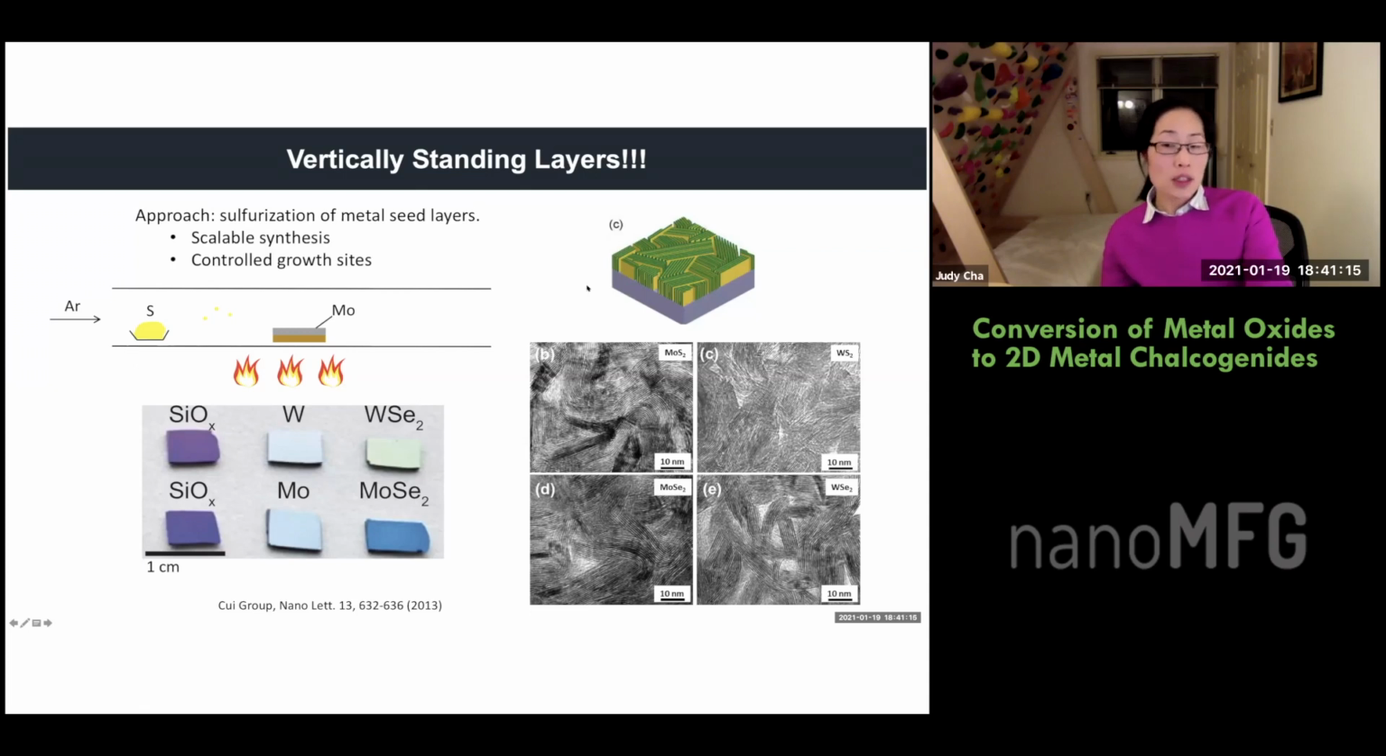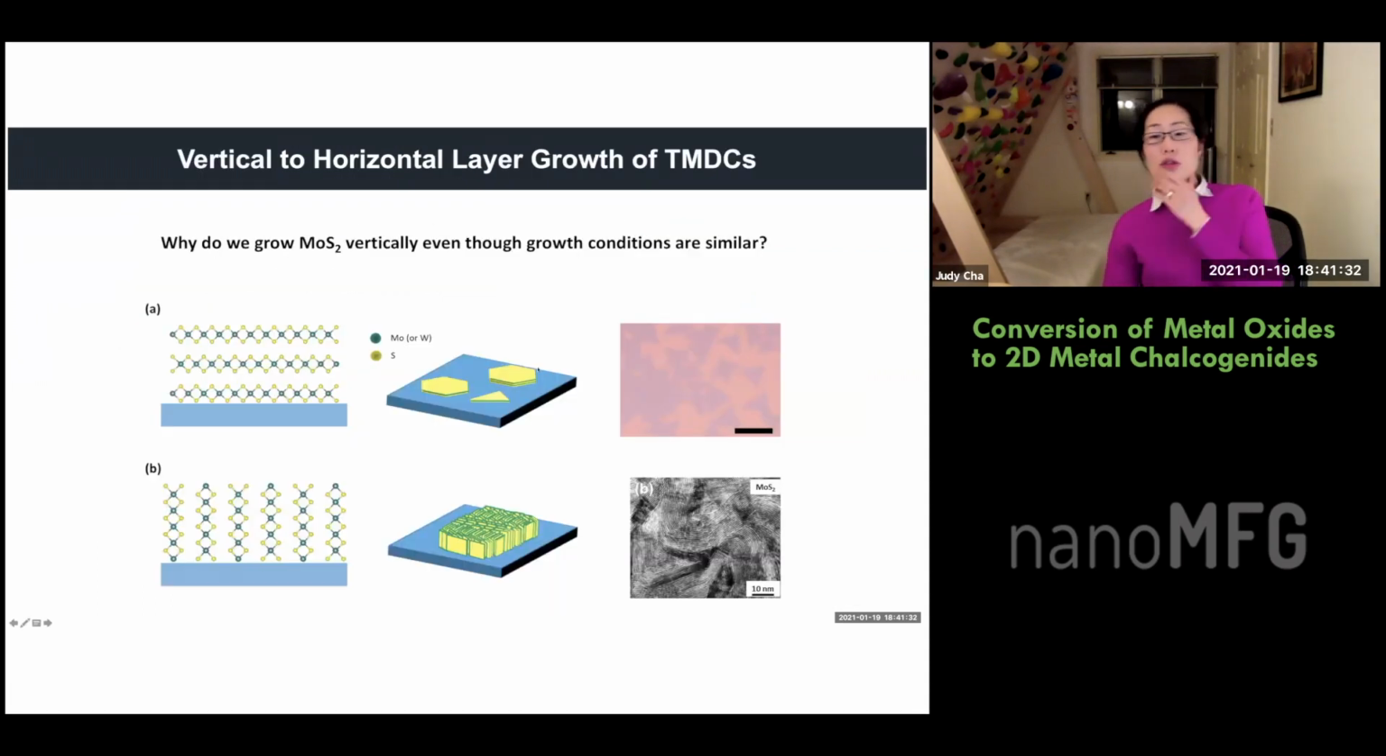But from the growth dynamics, this was kind of interesting, because if you look at our growth parameters, the growth temperatures, the pressures, the flow rate of the gases or the precursors, they're the same. They're very similar to growing horizontal flakes when you use, let's say, moly trioxide or moly chloride with sulfur. Similar temperature range, similar pressure range. So why is it that in one case, let's say in A, we can grow horizontally lying flakes, but in the other case, why are we growing vertically standing layers?